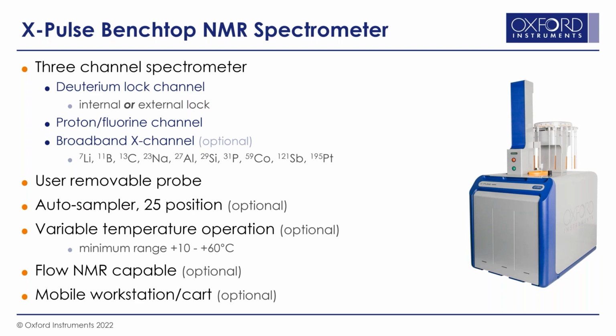The X-Pulse can operate at variable temperatures using a gas variable temperature system. It can be fitted with a flow cell to allow for online monitoring of chemical processes and has a user removable probe to make cleaning and recovery from broken tubes, which we all know happens occasionally, as easy as possible.